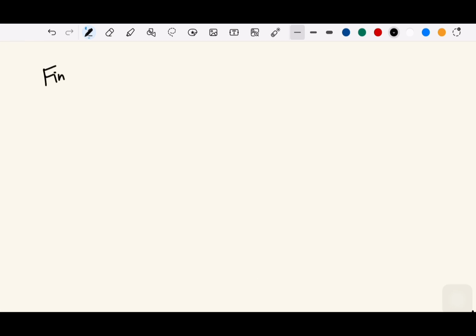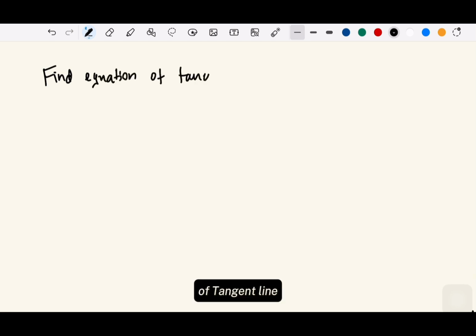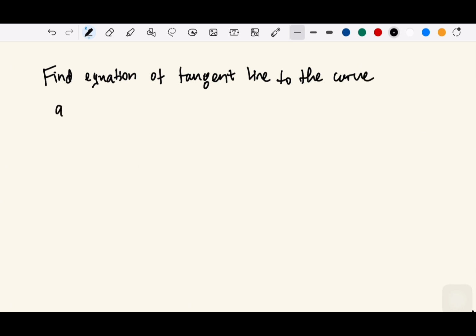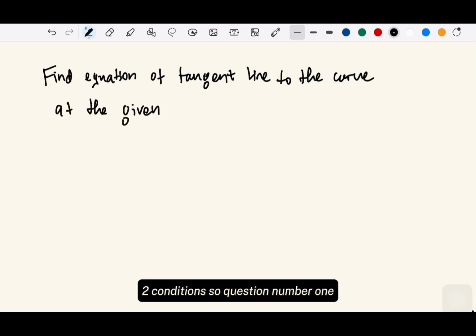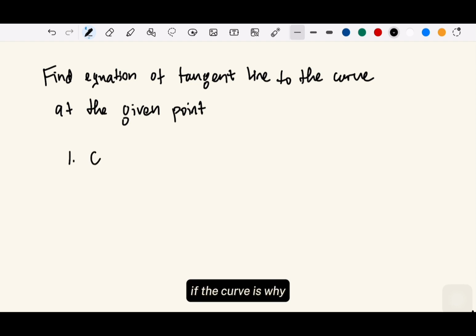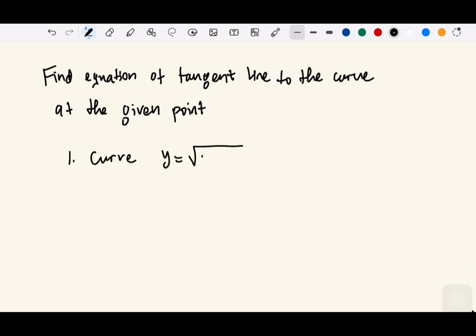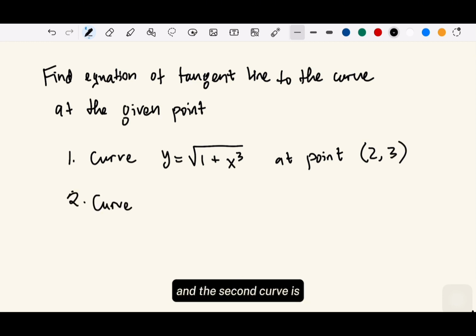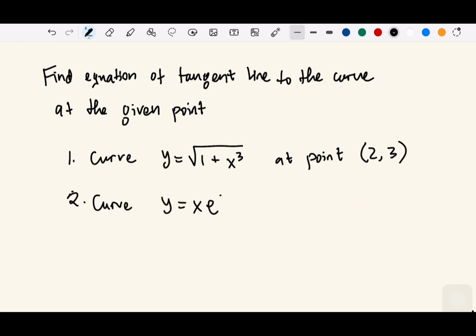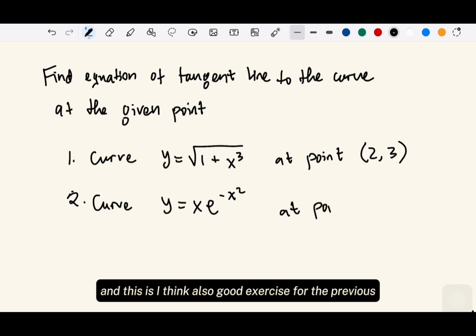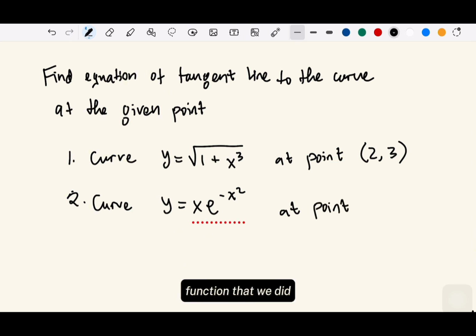So find the equation of tangent line to the curve at the given point. I will give you two conditions. Question number 1, the curve is y, and the point is 2, 3, and then the second curve is given as well. I think this is also a good exercise for the previous function that we did, the first derivative.